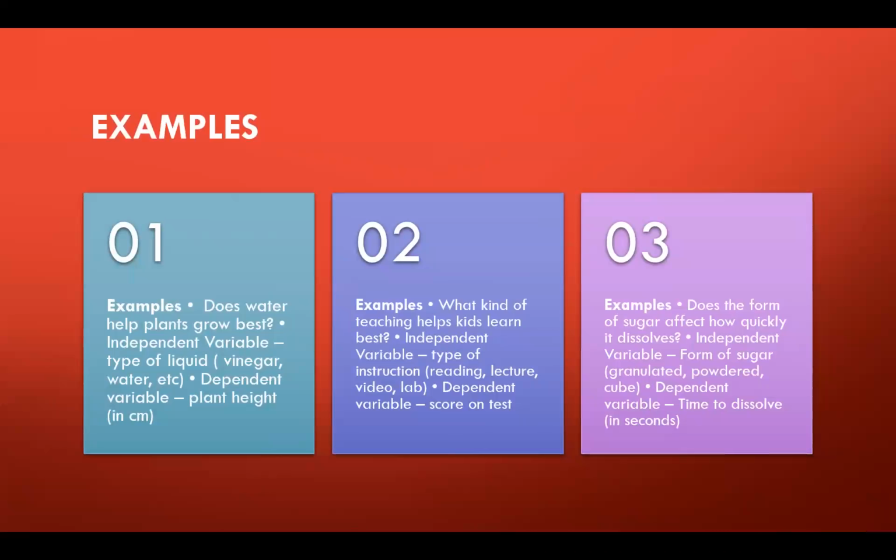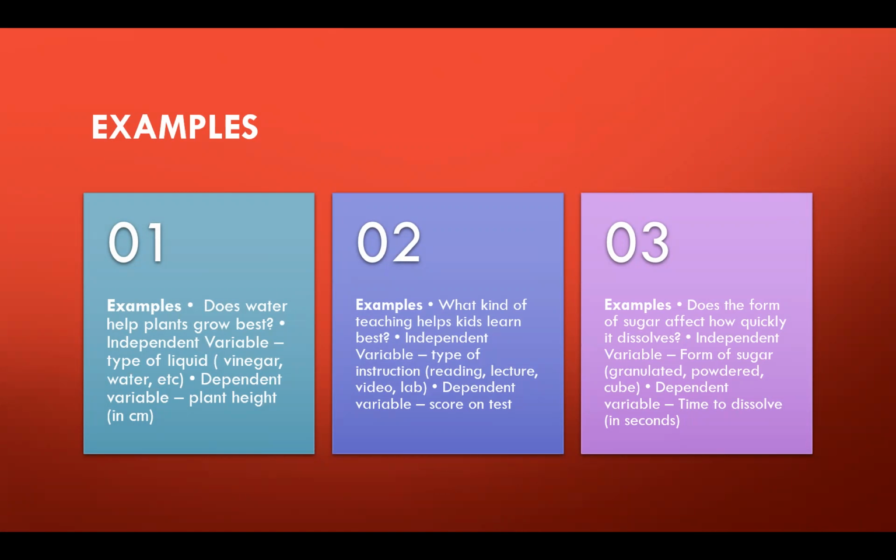The second example is what kind of teaching helps kids learn? The independent variable is the type of instruction that we give kids. Do we give them reading? Do we give them lecture? Do we do video? Do we do lab? According to each of these instructions, does it help the score of the child? So we're comparing: when we do reading, does the score go up? When we do lecture, does the score go up? When we do video? When we do lab? So you see that your independent variable is the type of teaching, and the dependent variable is the score of the child.